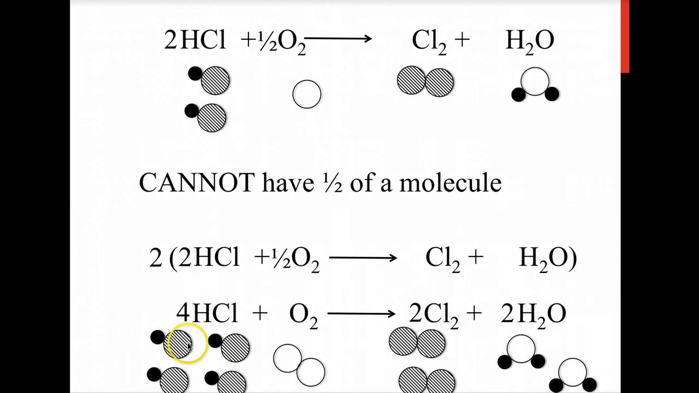Okay, so let's count. We're going to start with chlorine. 1, 2, 3, 4 chlorines on this side. 1, 2, 3, 4 chlorines on this side. Okay, we're going to end with hydrogen, then oxygen. So hydrogens, 1, 2, 3, 4 hydrogens on this side. We come over here and we have 1, 2, 3, 4 hydrogens on this side. So far so good. Now we're going to end with oxygen. 1, 2 oxygens on this side. 1, 2 oxygens on this side. Everything equals, so that is a balanced equation.